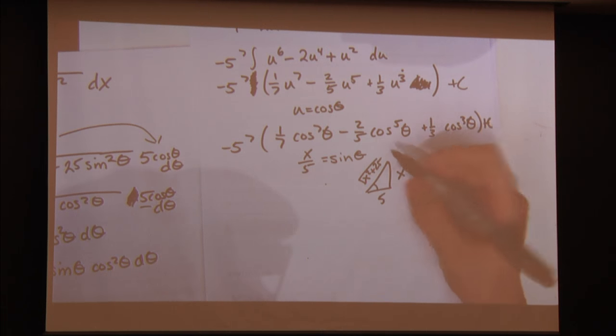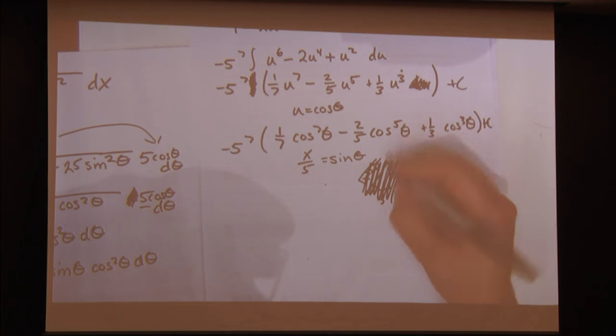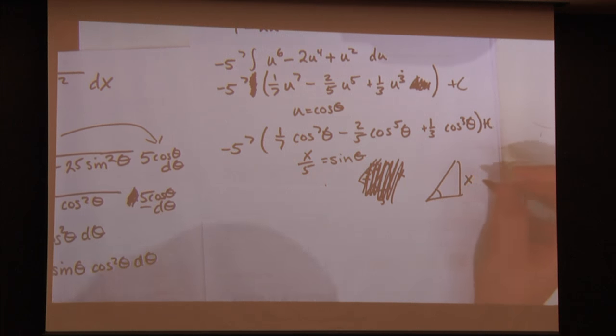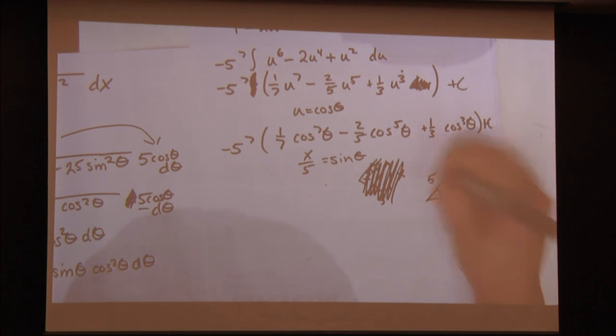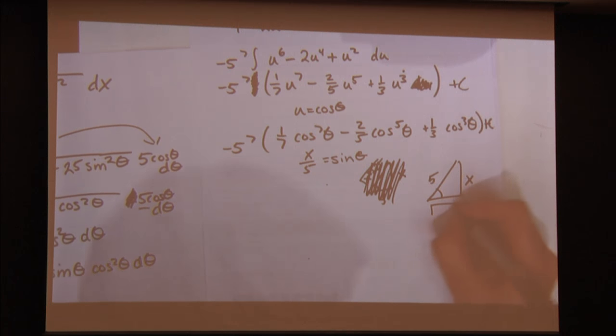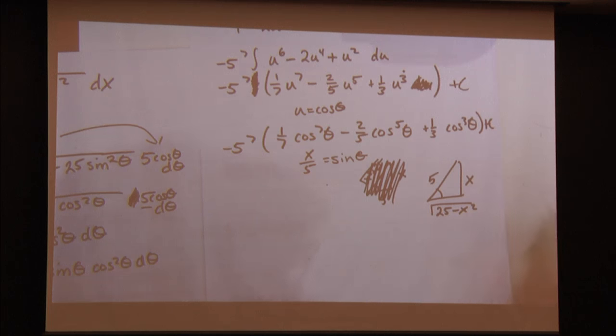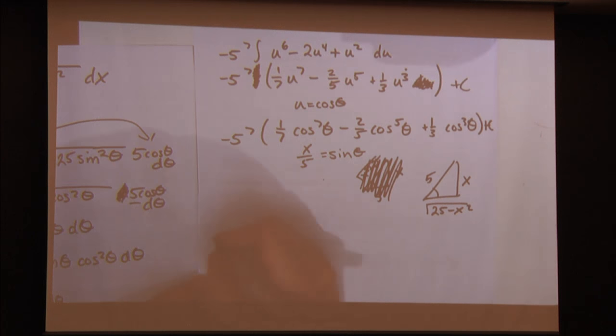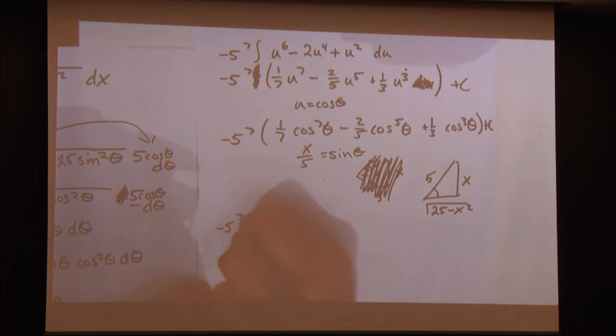Ooh, something happened. I spelled SOHCAHTOA wrong in my head. I don't know how that's possible. Okay. We want to find out what cosine is, so adjacent over hypotenuse. So negative 5 to the 7.